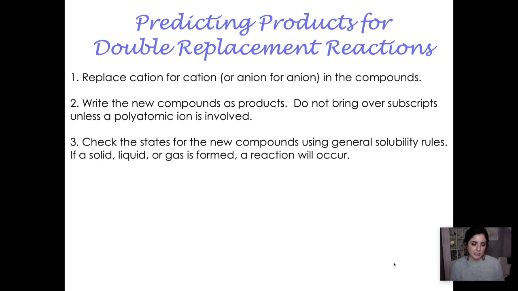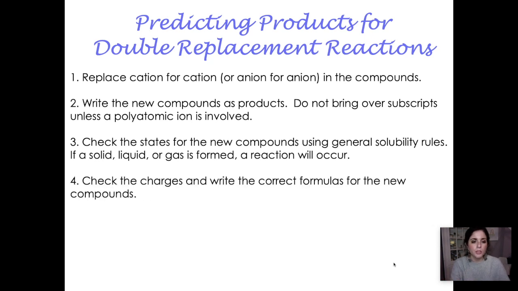Anything that contains potassium ions, sodium ions, ammonium ions, or nitrate ions will always be aqueous. They are always dissolved in water. Anything else you could assume is a solid, and that's because they're not doing super complex reactions. Just know that potassium, sodium, ammonium, and nitrate are always aqueous. Check the charges, write the correct formulas, and then of course we balance just like always.